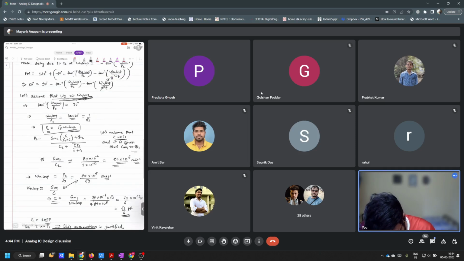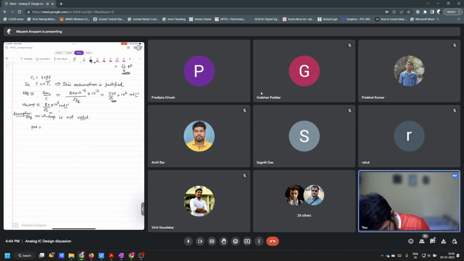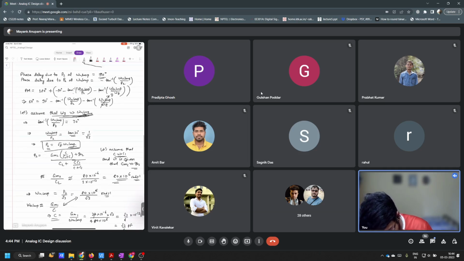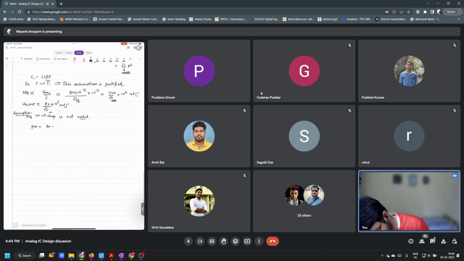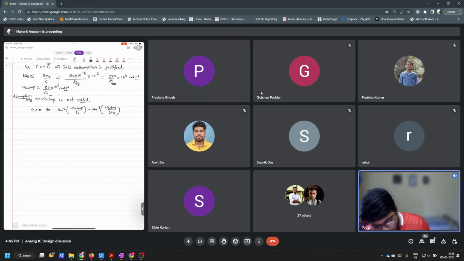Now in that case, what is the phase margin? Again, the phase margin will be 90 minus tan inverse of omega u loop divided by P2, minus tan inverse of omega u loop by omega Z. This is your phase margin, isn't it? So now we will have to calculate it. It will become a messy calculation again after this.